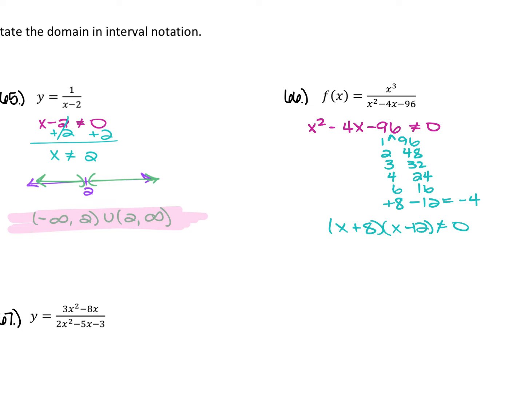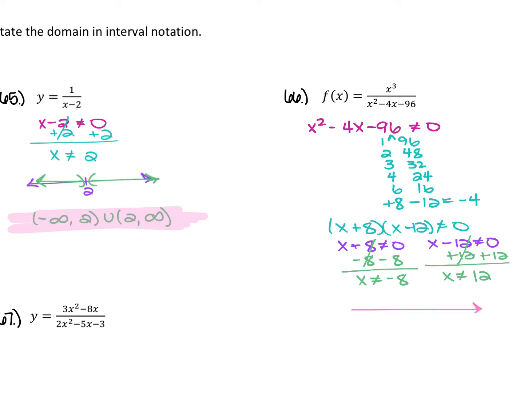Since this is factored, set both parts not equal to 0 and solve them both. Move your 8 over, subtracting it from both sides. So x cannot equal -8. Move your 12 over, add it to both sides. X cannot equal 12. Use a number line.